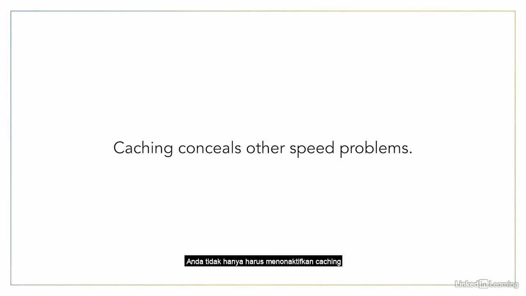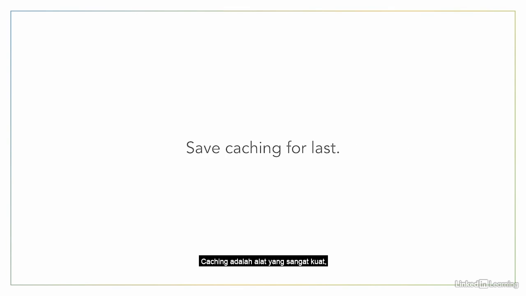Not only do you have to disable caching to try to discover the problem, you also have to make sure your solution still works once the cache is re-enabled. It's incredibly frustrating to fix a problem only to find that that problem still persists in the cache. Caching is an incredibly powerful tool, but my advice is to save it for last.